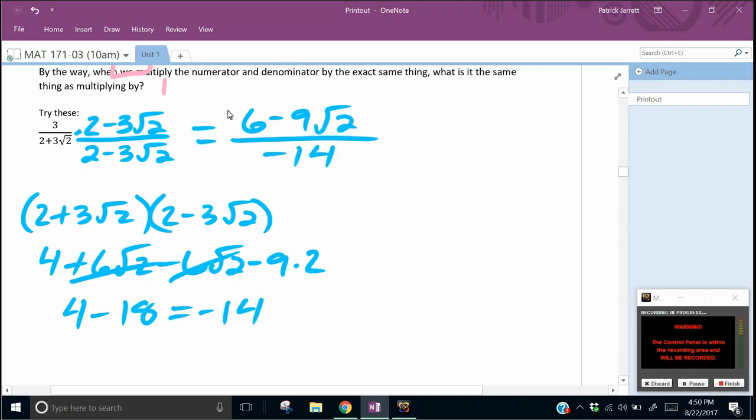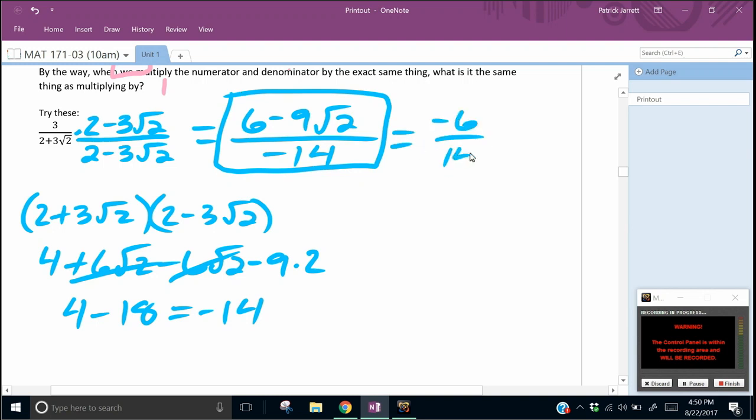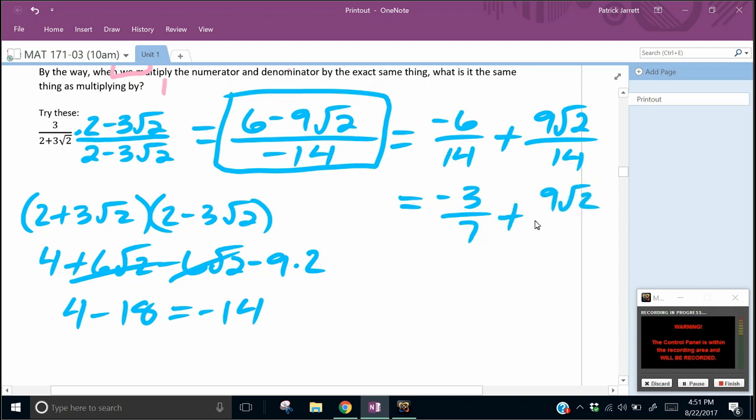Now, I personally would accept something like this. Now, you could do negative 6 over 14 plus 9 root 2 over 14. And you could simplify the negative 6 over 14 and get negative 3 over 7 plus 9 root 2 over 14. So I would accept either way myself.